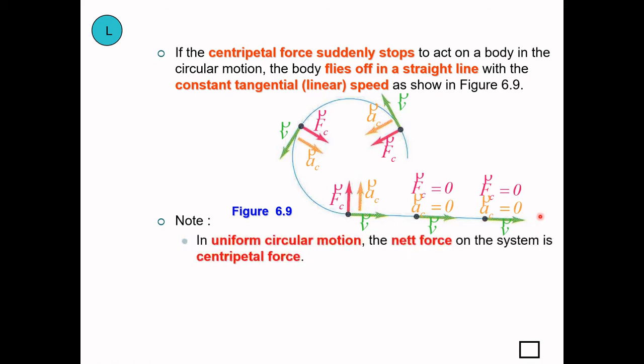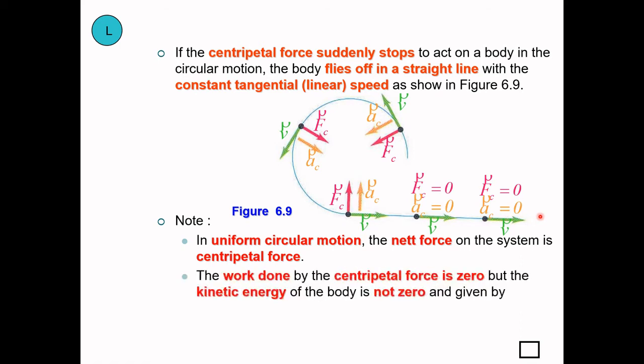Note: in uniform circular motion, the net force on the system is the centripetal force. The work done by the centripetal force is zero, but the kinetic energy of the body is not zero, and is given by K equals half mv squared, equals half m r squared omega squared.